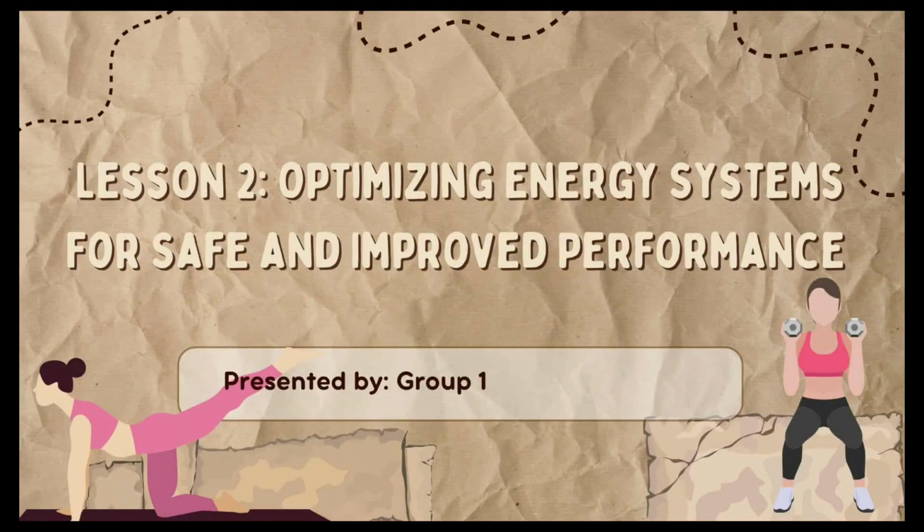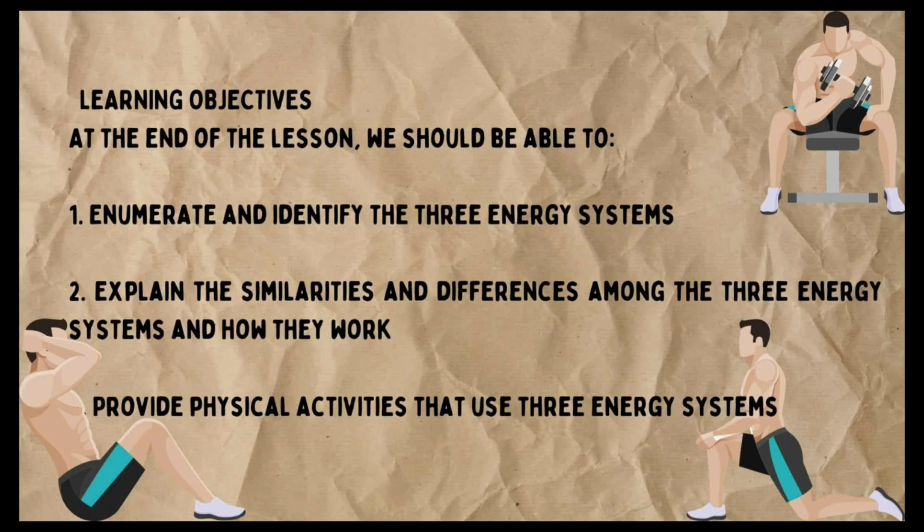Good day, everyone. We are Group 1, and today we will discuss Lesson 2, Optimizing Energy Systems for Safe and Improved Performance. Learning objectives. At the end of the lesson, we should be able to enumerate and identify the three energy systems, explain the similarities and differences among the three energy systems and how they work, and lastly, provide physical activities that use three energy systems.